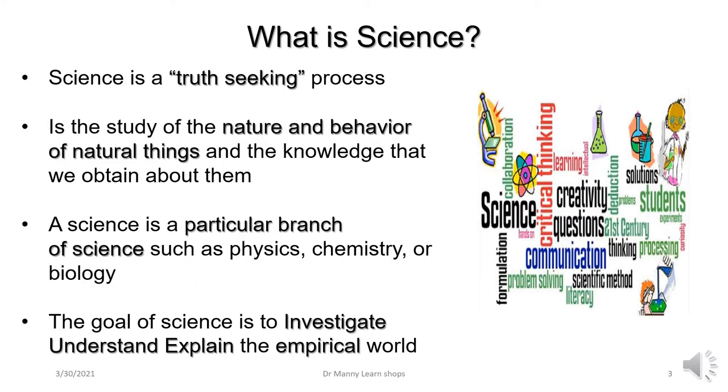So let's look at what is science. We need to understand what science actually is. And science is considered to be something of a process that seeks truth. It's considered to be the study of nature and the behavior of natural things and the knowledge that we get when we use it. It's a particular branch of science, and there are many different types of sciences, such as physics or chemistry or biology. And the goal of science is to investigate, to understand, to explain the empirical world.